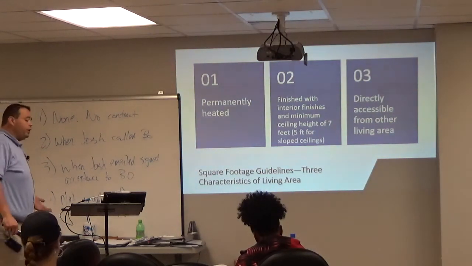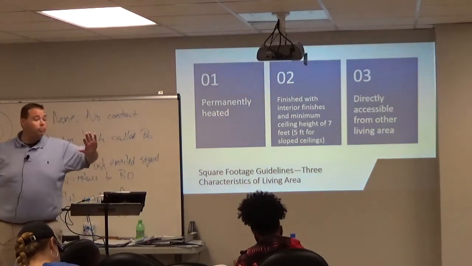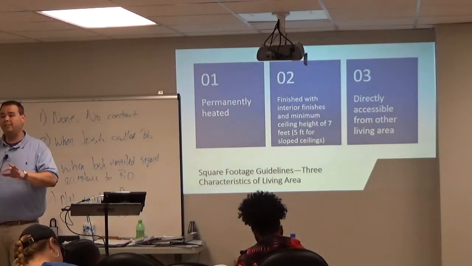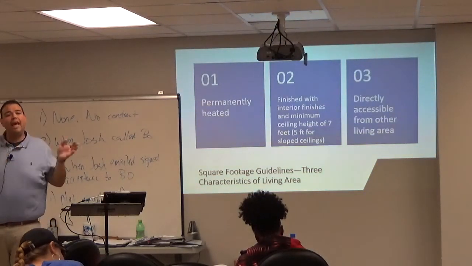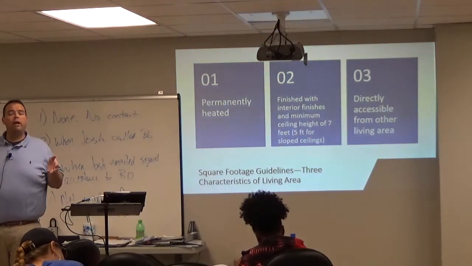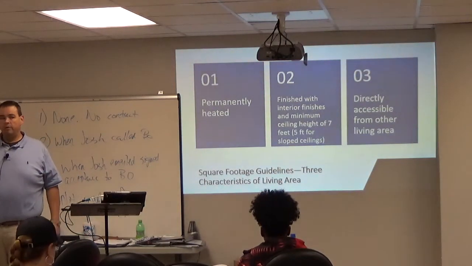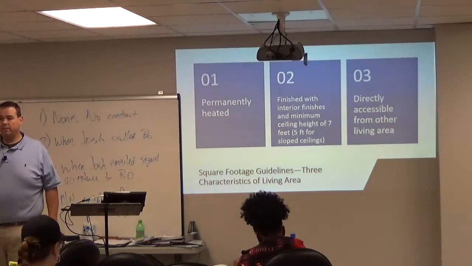And number 3, the third criteria, and this is the big one for real world purposes and test taking purposes: directly accessed from other living area. In other words, there can't be any gaps. You got a finished basement. Great. How do you get to it? You gotta walk down the stairs. Because if you got to go outside, it's not living area.